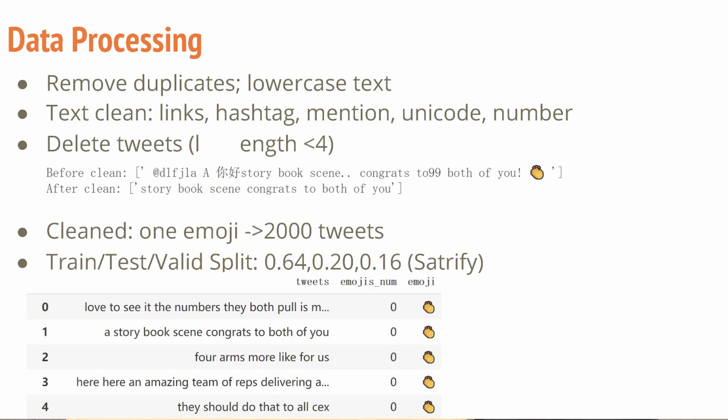It's trained scores, so we directly combine it with the context score we get from part 1 to predict the final emoji. In the data processing stage, we first remove the duplicates and lowercase the text, and we remove the noise in the text. And if the length of the text is smaller than 4, we delete these tweets as well. The final dataset will be 2,000 tweets for each emoji.